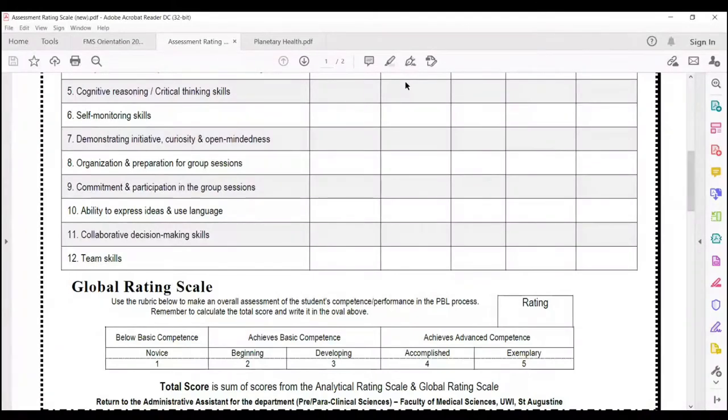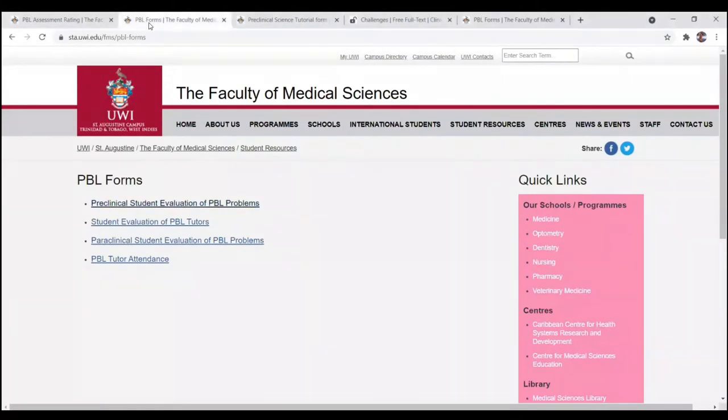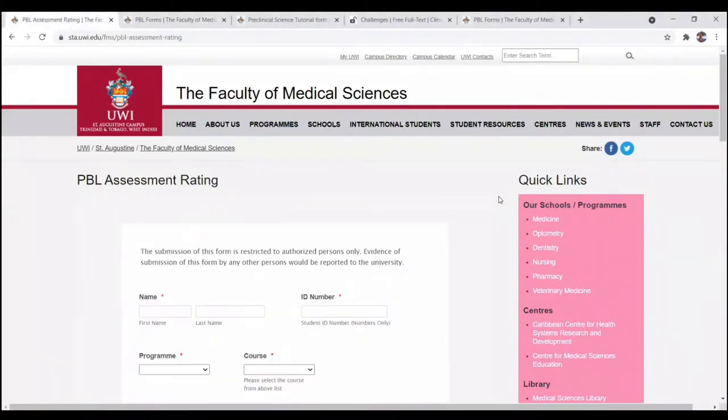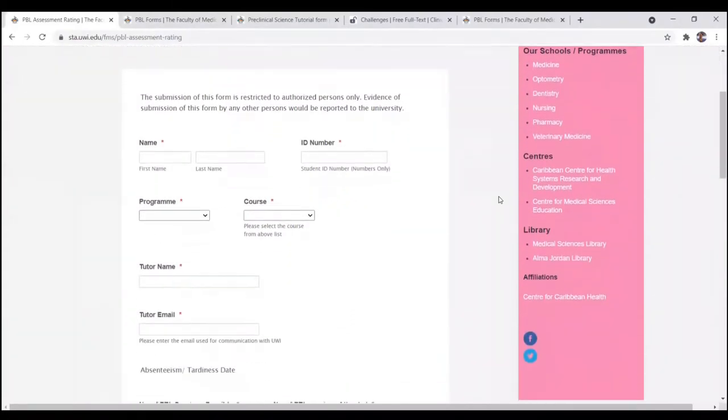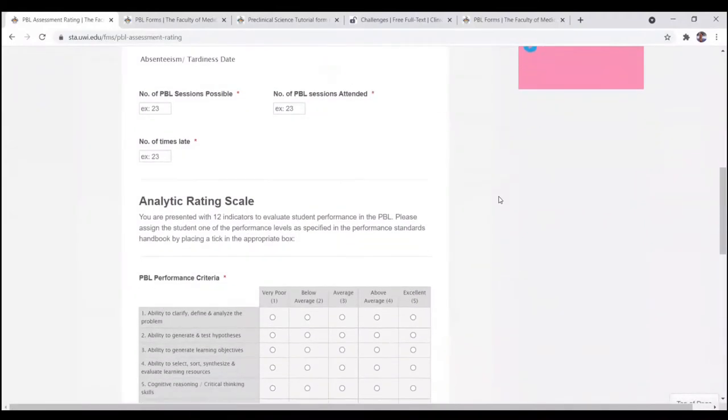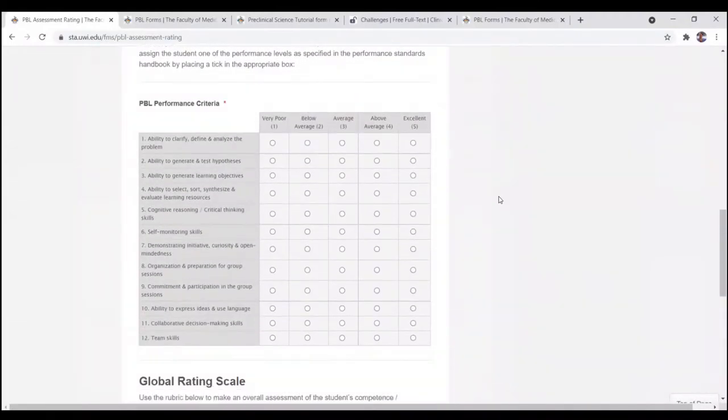So now I would like to share one more thing with you that will take you directly to the website. Here is what we call the PBL form. You see, when you go here, this is the PBL rating form on the screen. And you see the tutor will be using this form to assess you. I hope I am able to share the website. Can you, Rihanna, confirm it? Yeah. Okay.